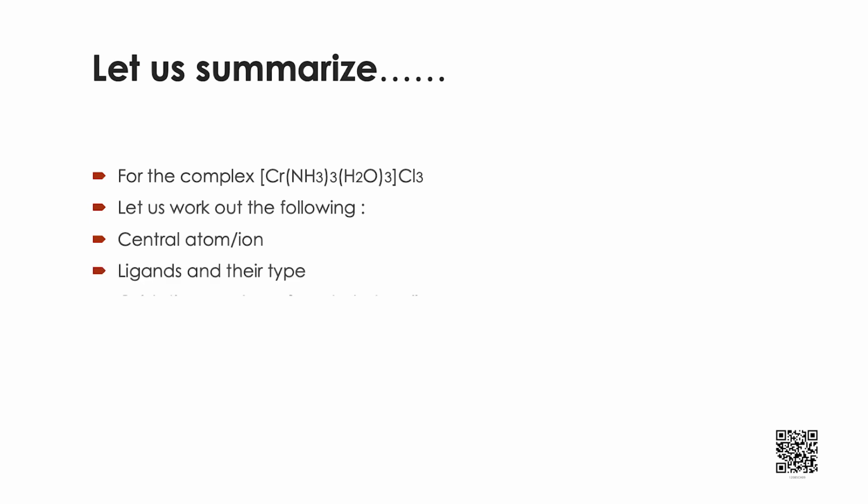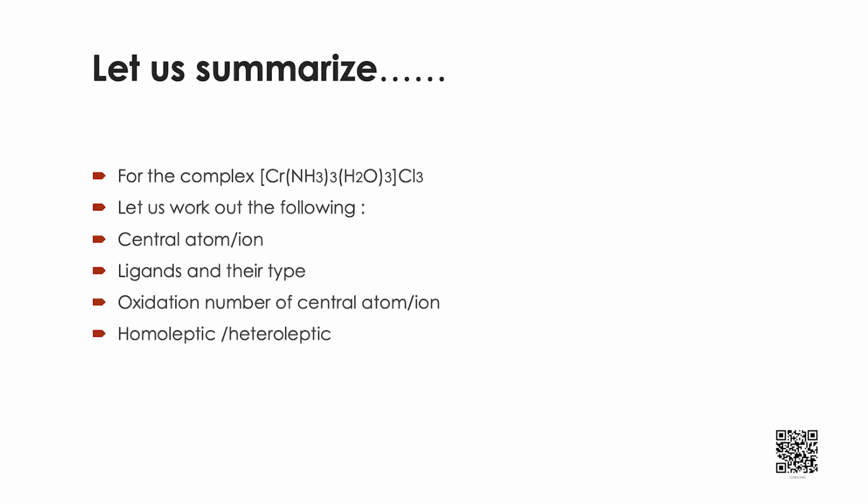Ligands and their types. What is the ligand here? Well, ammonia and water, both here are the ligands and they are neutral. Yes, as well as they are unidentate. Can you calculate the oxidation number of central atom or ion here? Yes, it is +3. Now, let us find out whether it is a homoleptic complex or a heteroleptic complex. Yes, correct. It is a heteroleptic complex.